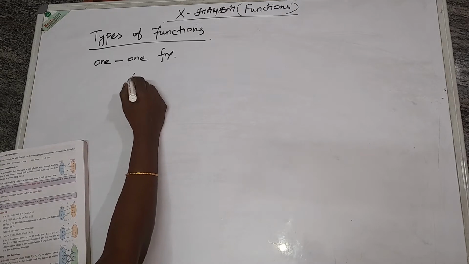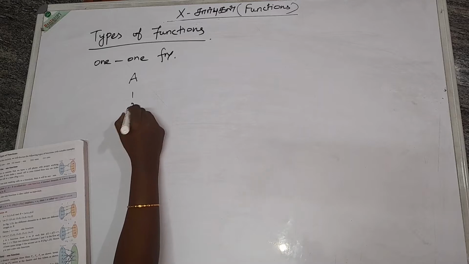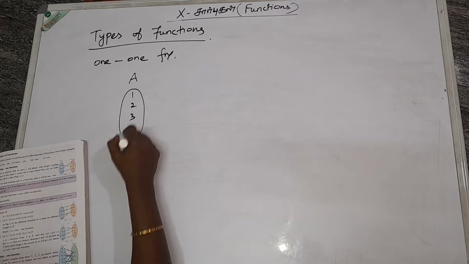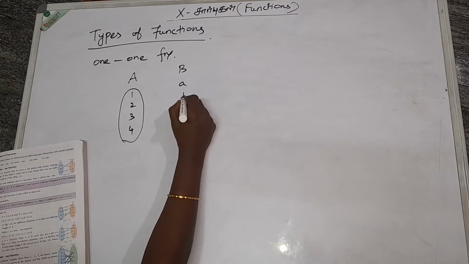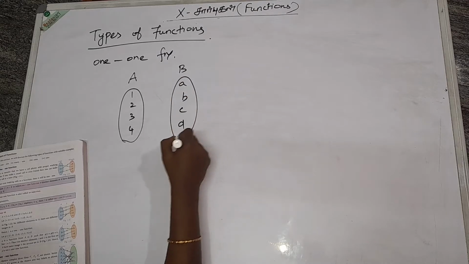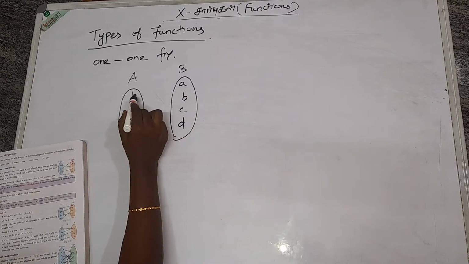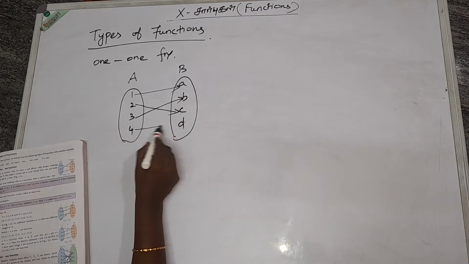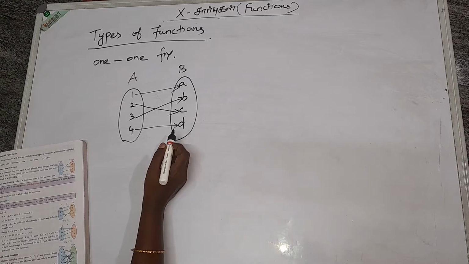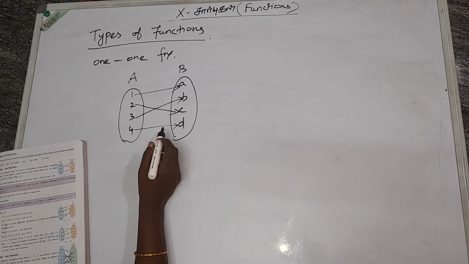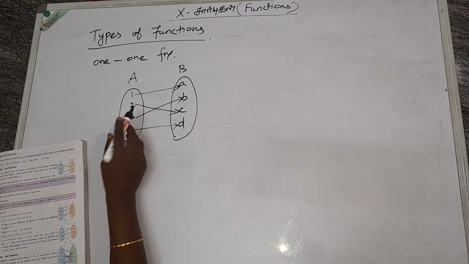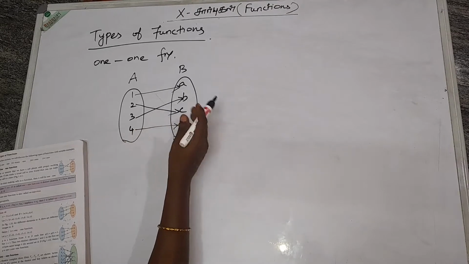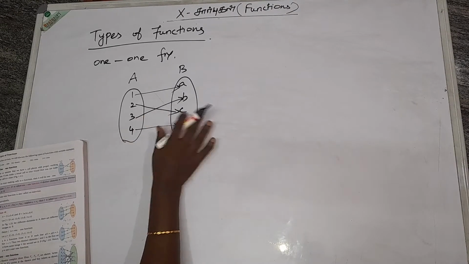Okay, if you take that set A having the 4 elements 1 to 4 like that, and the set B has some A, B, C, D, then here that 1 is related to A, and 2 is related to C, 3 is related to B, and 4 is related to D. We can say this one is a one-to-one function. How do you say this function is a one-to-one function? Because this is a function, because each and every element in the domain has an image in the codomain. Okay, so that we can say this is a function.